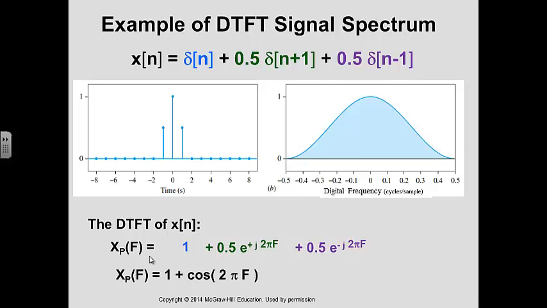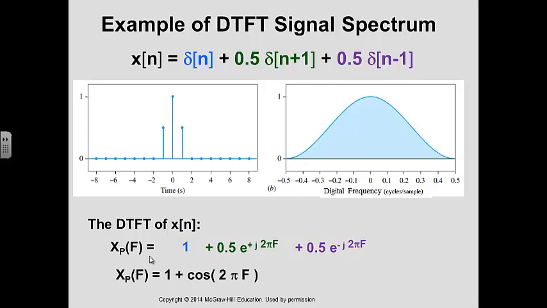Notice that it's real valued. Why is it real valued? X of f, the DTFT, is usually complex. Why is it real? What makes it real? Yeah. Maybe the phase is 0. Phase is 0, yeah, that's a true statement.